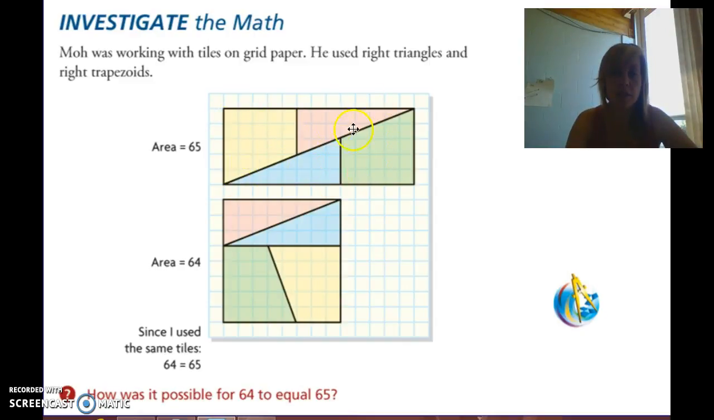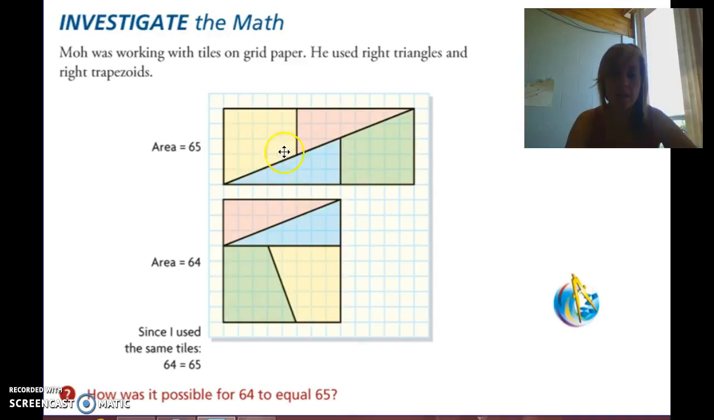But when he takes these same shapes and rearranges them, we find the area to be 1, 2, 3, 4, 5, 6, 7, 8 by 8 squares, which is an area of 64.